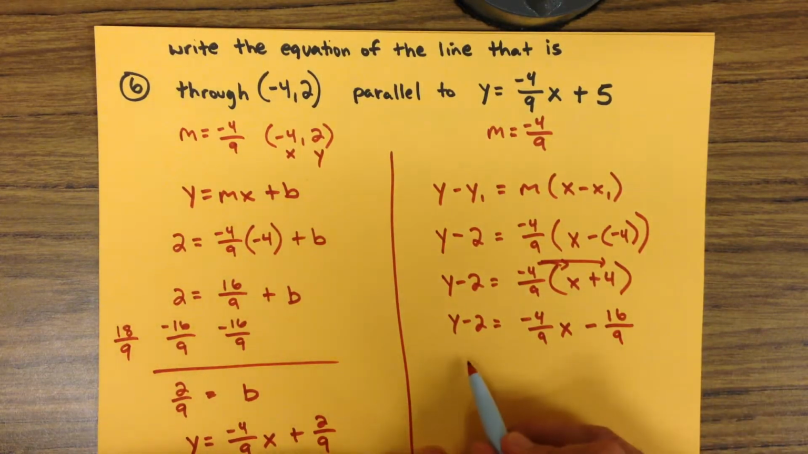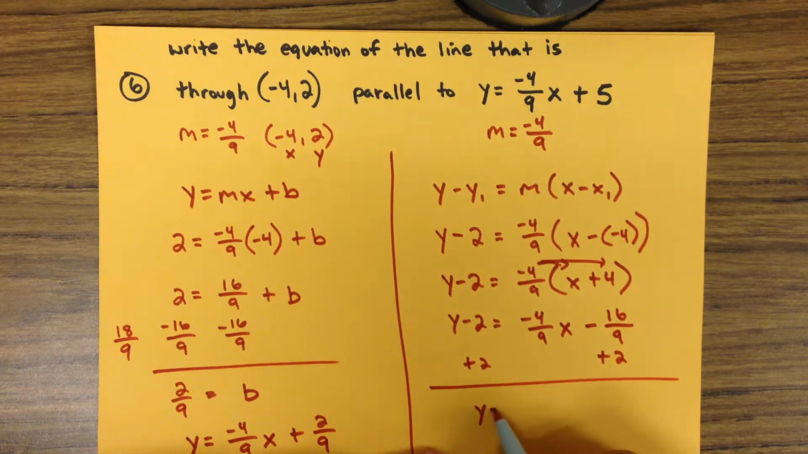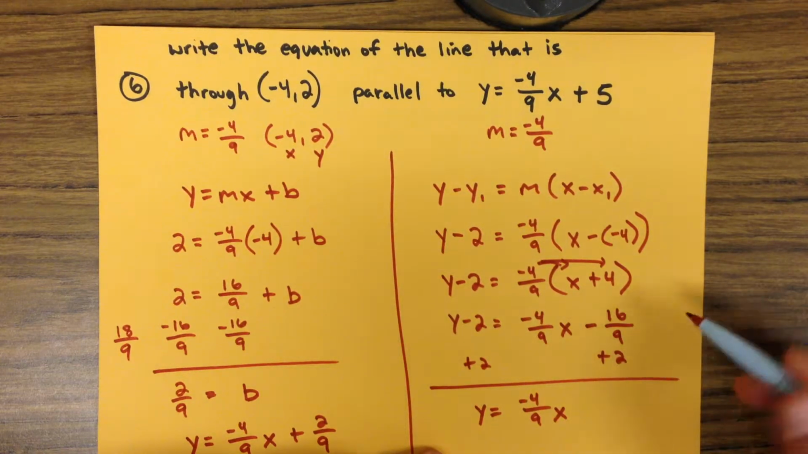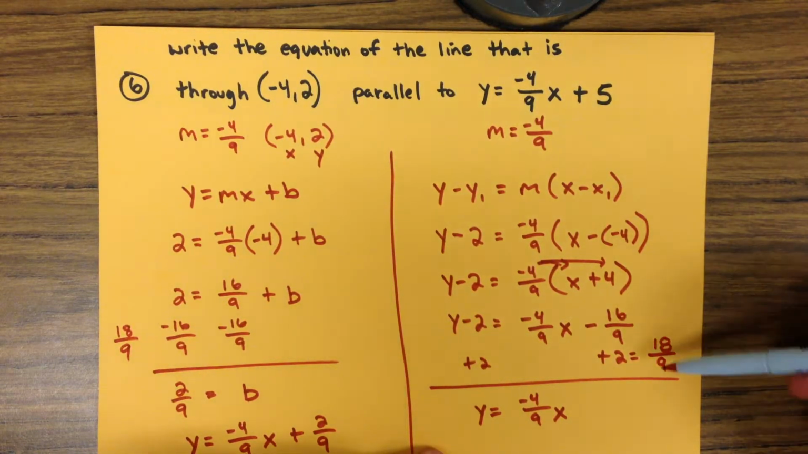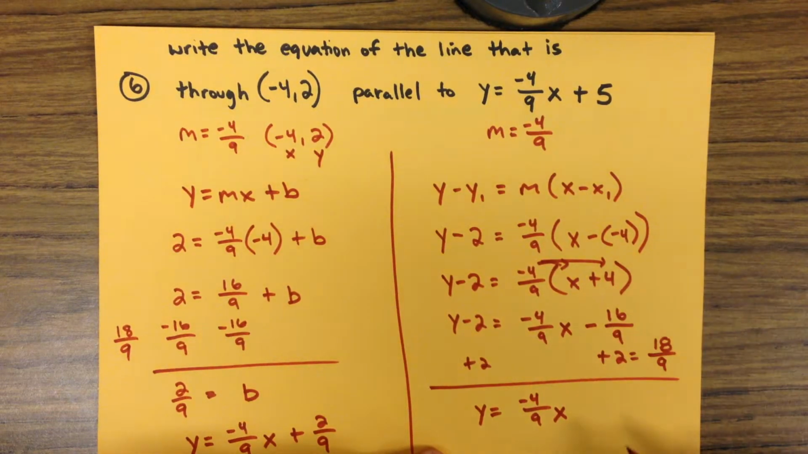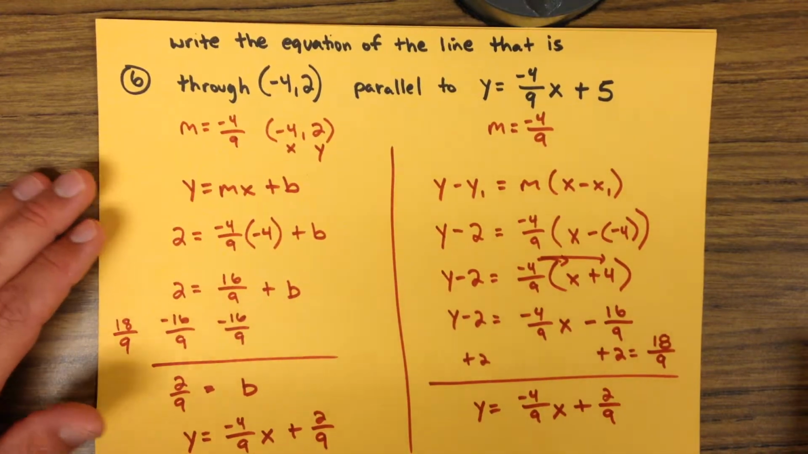So when we're here, we have to add 2 to both sides. -4/9 x, and again 2 written as 9ths would be 18/9. So 18/9 plus a -16/9 is 2/9. So either way, you get the same answer.